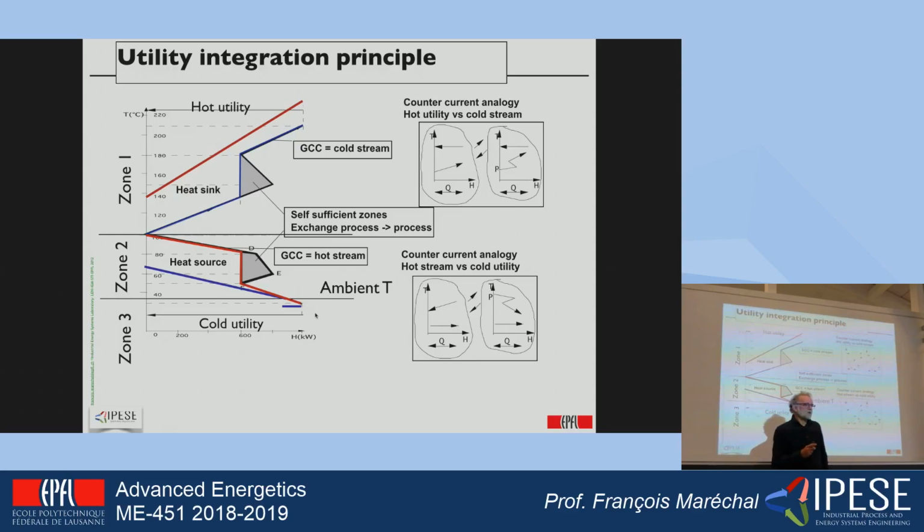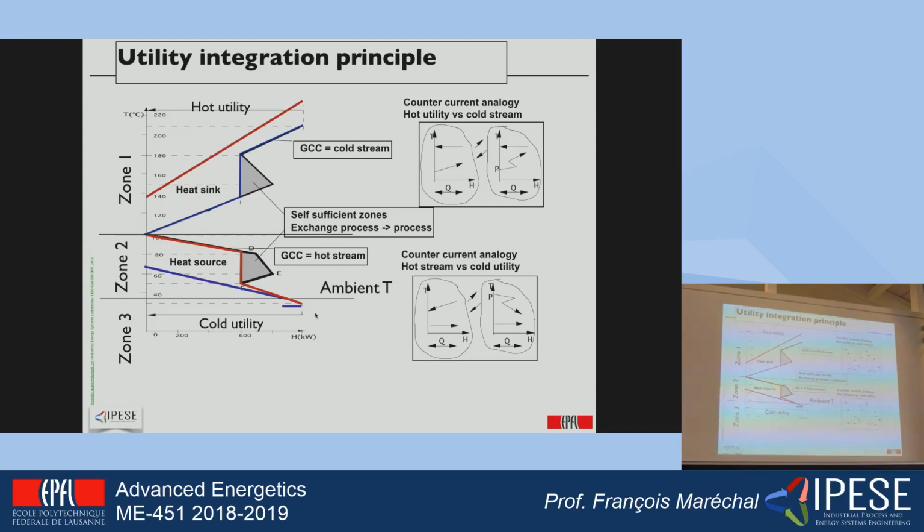Okay? So it means that now I have a trick to identify at which temperature I have to supply the heat, and at which temperature I have to remove the heat below the ambient conditions. So I have a tool that allows me to identify which are the best utilities to use. And this is what the grand composite curve is doing.